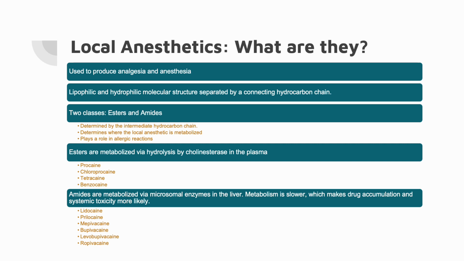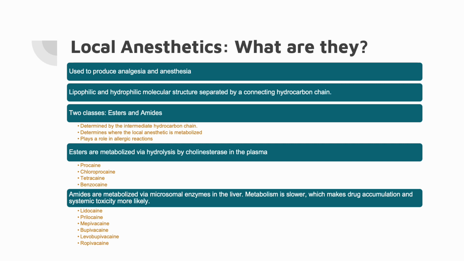There's two different classes, the esters and the amides. Those are determined by the intermediate hydrocarbon chain, and it determines where the local anesthetic is metabolized. And then it can also play a role in the allergic reactions. So the esters, and just to give you guys a tip, the way to know the difference between esters and amides without just remembering them, I need little clues to remember things. Amides have an extra I in them. So all of them end with cane, which has an I, but then amides have an I before the cane. So they typically have two I's in them.